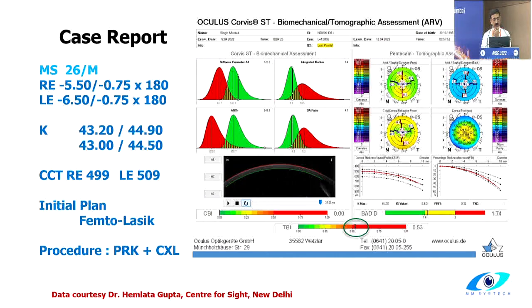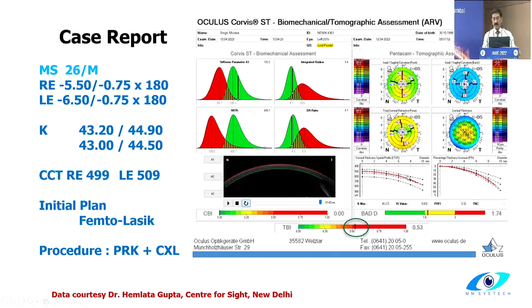So here's a patient. I don't have a Corvus ST, so I am thankful to Dr. Hemlata of the Center for Sight for providing me this. This is a patient with 5.5 diopters of myopia. Normal case, corneal thickness is on the lower side, but it's still around 500. The initial plan was to do a femto LASIK, but then you look at this value at the bottom, the TBI, or the tomographic biomechanical index, and you find it is very high.